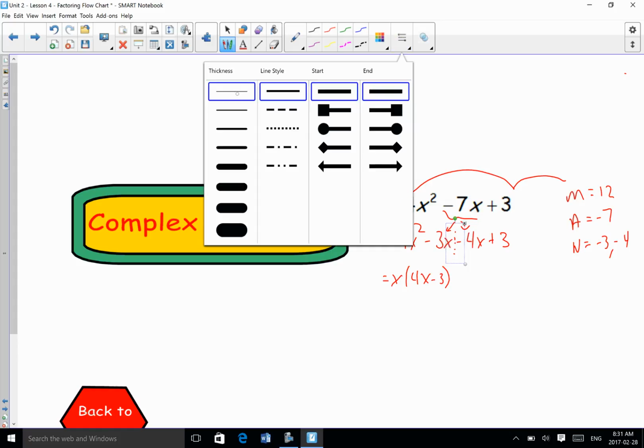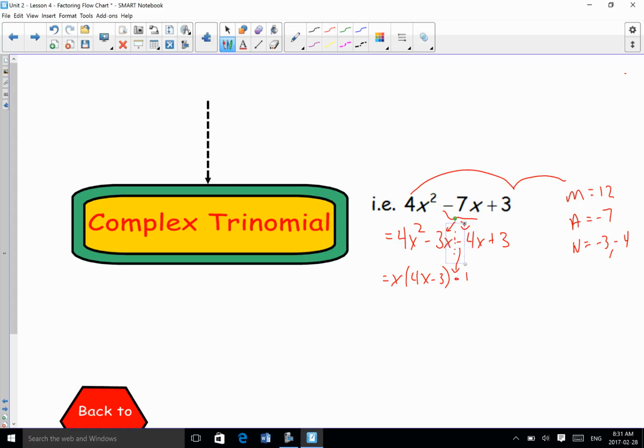Whatever sign is here has to come down, so negative 1, 4x minus 3. You know you're on the right track if your brackets match, which they do. So 4x minus 3 is my common bracket. My other stuff goes in the other bracket. And there's a complex trinomial.